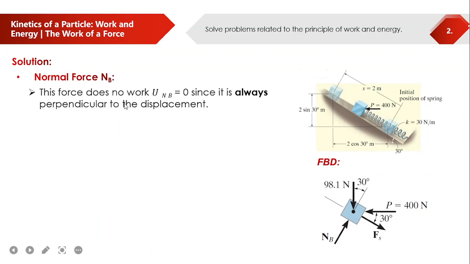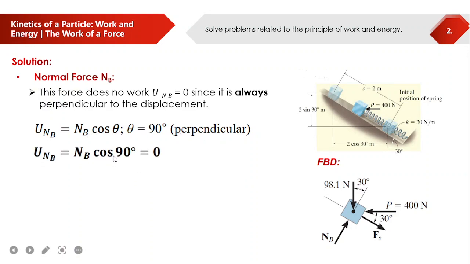So, na-compute na natin lahat ng force, and meron pa lang normal force, no? We have this work thus no work, U sub N is equals to 0 since it is always perpendicular to the displacement, no? U sub N is equals to N cosine theta, which theta is 90 degrees, therefore cosine 90 is 0, so N times 0 is 0. So wala siyang work done sa normal force.